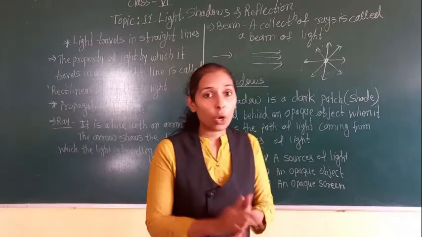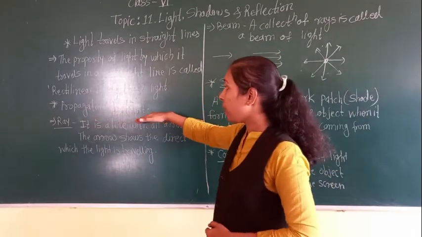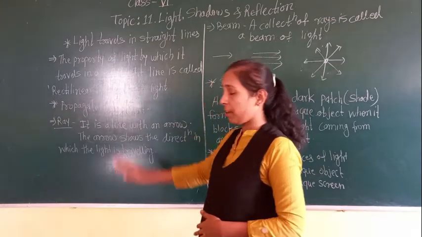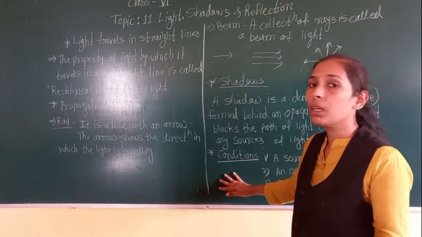Okay. So this is all about today. Today we have discussed the propagation of light, or we can say rectilinear propagation of light, and also we have discussed the shadow and the conditions which are essential to form a shadow.